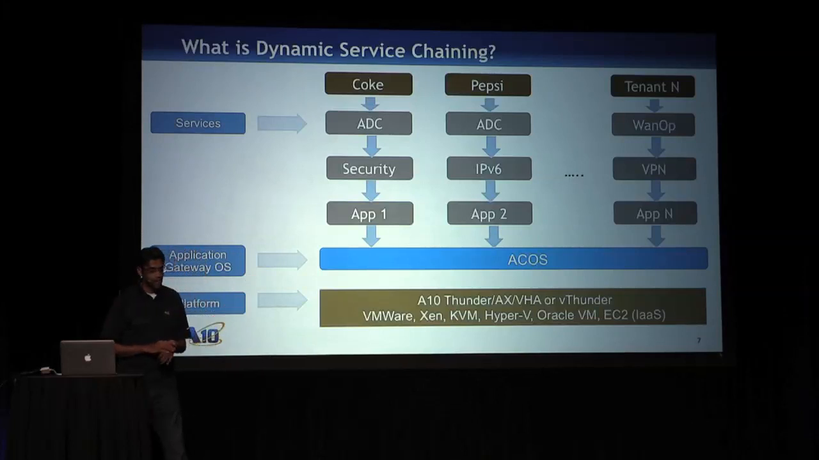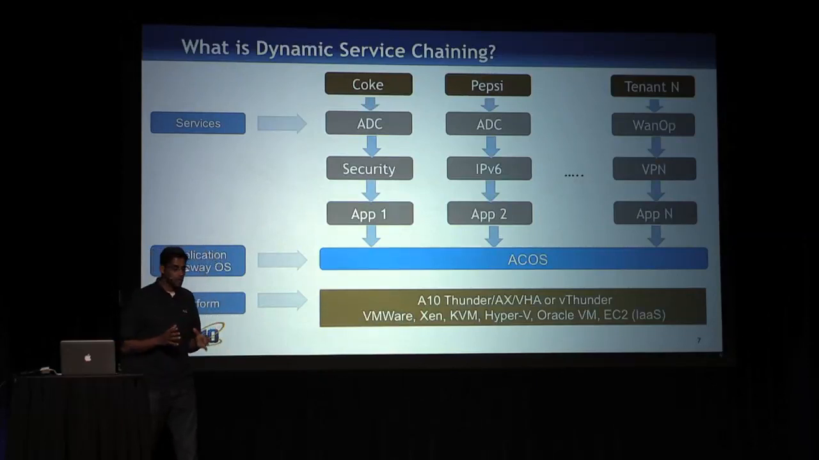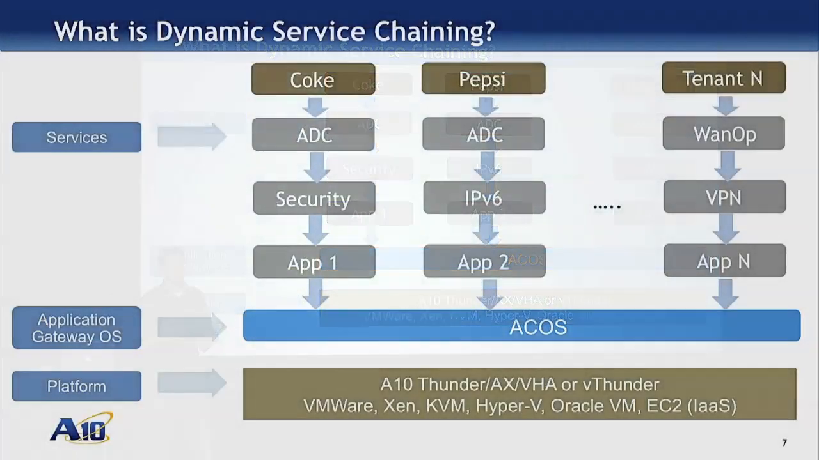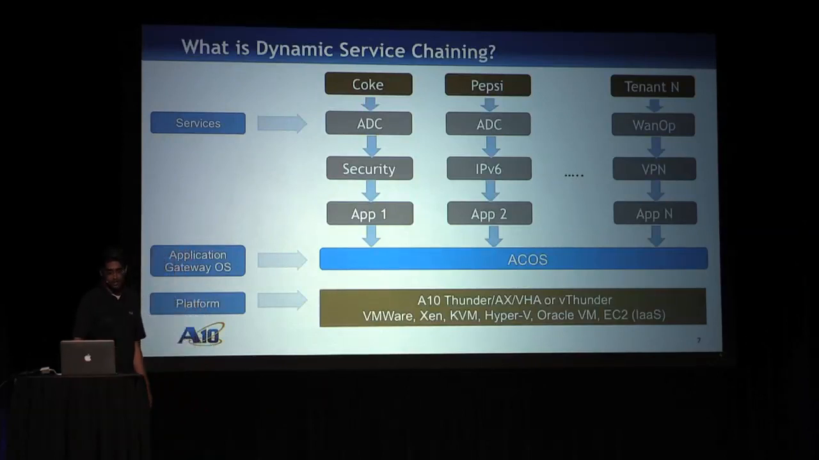So what you see over here is a multi-tenant architecture with Coke and Pepsi and other tenants. Coke is using security as a service. Pepsi is using IPv6 as a service for its applications. And our premise is that these services should be able to permeate across boundaries of governance, across boundaries of control, across boundaries of networks. So as the application moves, you have a truly virtualized and mobile infrastructure. And the underlying operating system, in this case the application gateway operating system, should be able to support this kind of mobility, this kind of portability. And finally, the platform should be supported on physical appliances, on virtual appliances, and also on industry-standard hypervisors. So that's a view of dynamic service chaining as we see it.